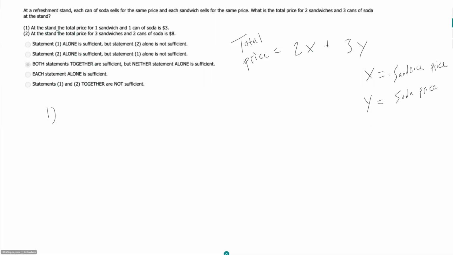Statement 1. At the stand, the total price for 1 sandwich and 1 can of soda is $3. So 3 is equal to x plus y. I'm not going to be able to solve for anything individually here. Is there any way I can get from this to this guy? Doesn't look like it. That's insufficient.